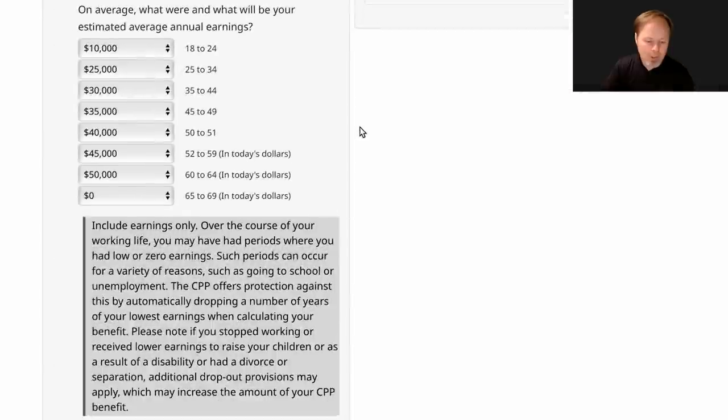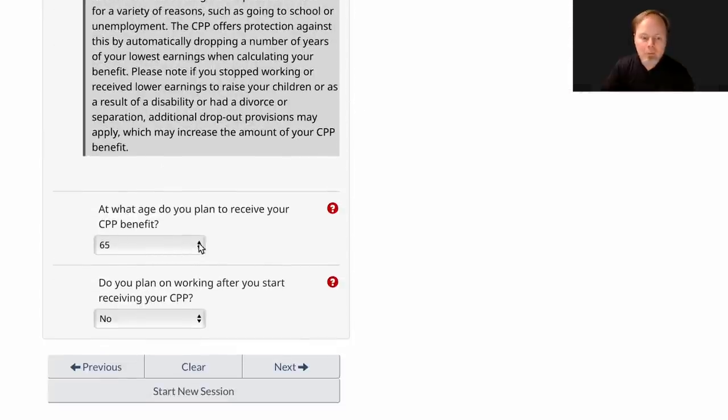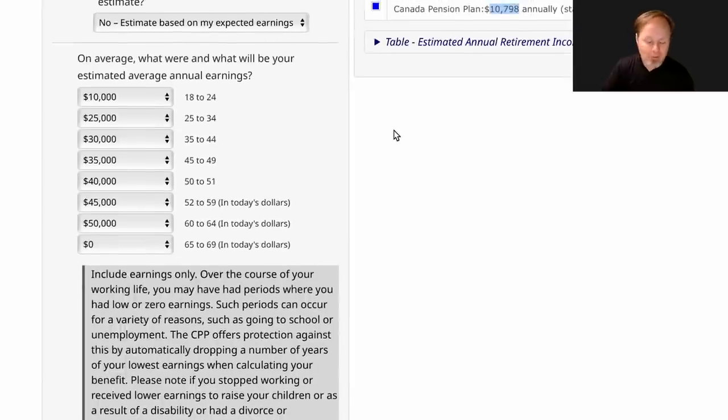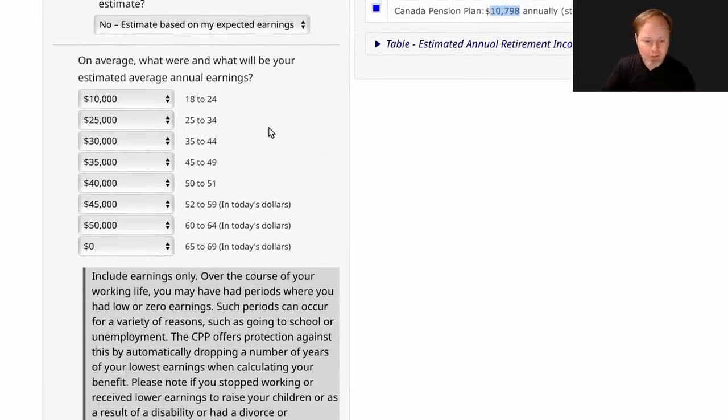Now, you can play around with this down here about when you plan to receive it and if you plan on working after you start your CPP, but I would suggest leaving those for now because you can compare apples to apples. Now, let's go back to our situation.